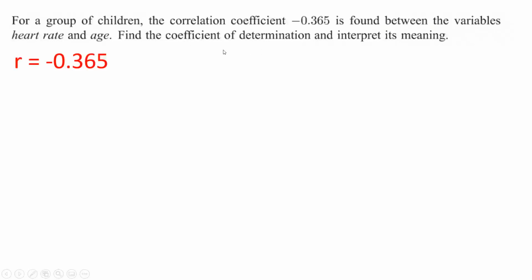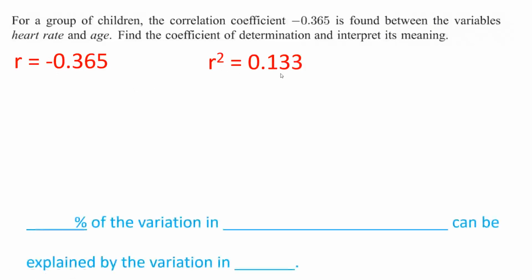So we've got R is negative 0.365. And we just square that on our calculator, times it by itself. And you should get 0.133. So you're always going to get a positive value for R squared, because when you have a negative times itself, it's going to cancel out and become positive. So its meaning is we're going to take our stock standard phrase and multiply this by 100 to get it as a percentage. So 13.3% of the variation in something can be explained by the variation in something else.